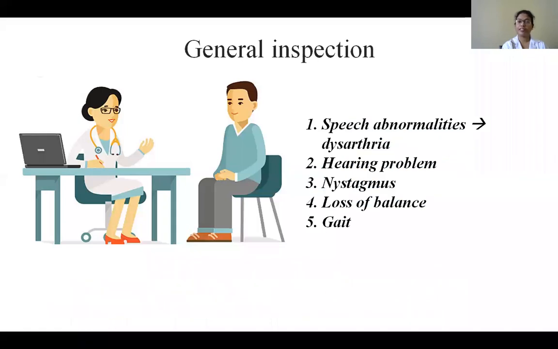And then in the general examination, since we are focused on the 8th nerve, 12th nerve and 11th nerve, we should look for these findings. That is, if the patient has any speech abnormalities, that is dysarthria. Does he have any hearing issues? Does he have nystagmus, which will be evidently seen in his eyes? I mean, unintentional, involuntary movements of the eyeballs, that is known as nystagmus. Does the patient have loss of balance, or does he give a history of imbalance and gait?